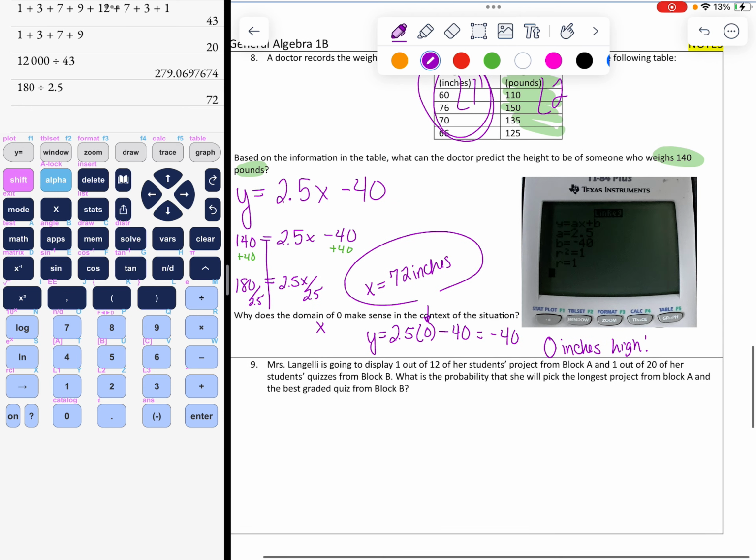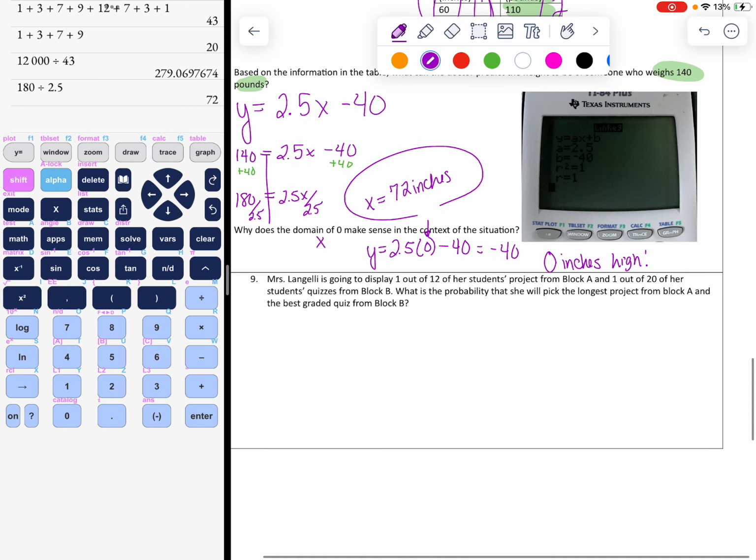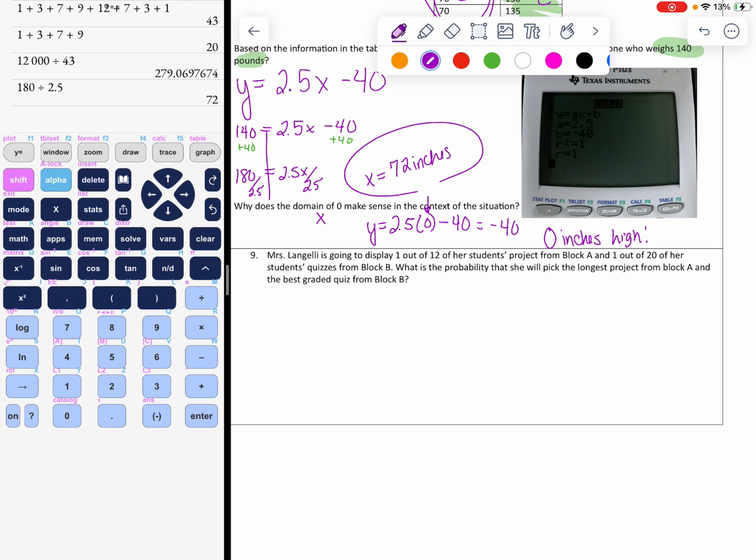All right, number 9, Mrs. Langella is going to display 1 out of 12 of her students' projects from Block A and 1 out of 20 from her students in Block B. What's the probability that she picks the longest project from Block A and the best graded quiz from Block B?